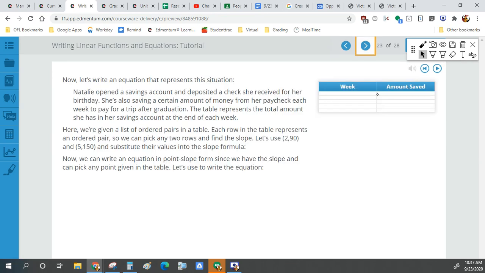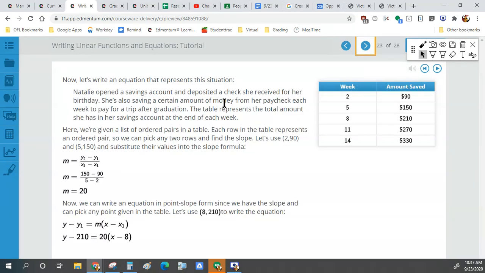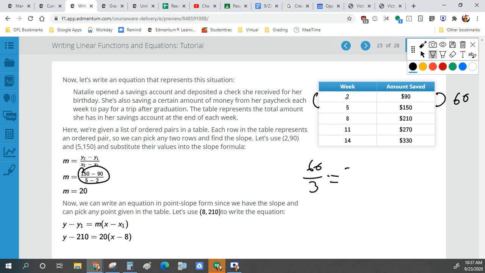All right, so moving on to here, how do we solve for slope? It's our change in y over our change in x. What's our change in y? Our change in y is 60. What's our change in x? 3. So it's 60 over 3. That's what they're doing right here, except they're doing the subtraction, and then they simplify to get that 20.